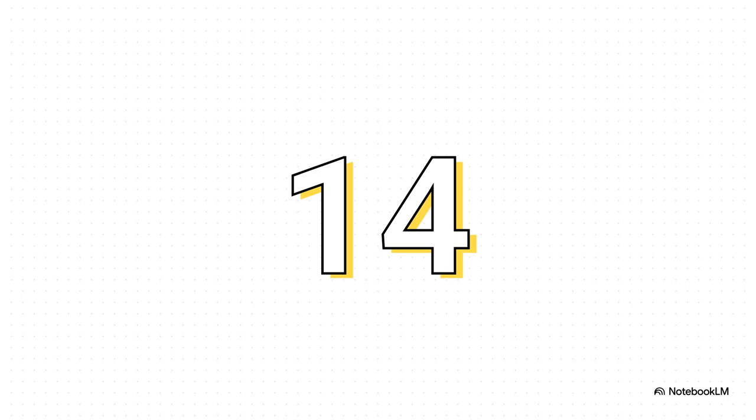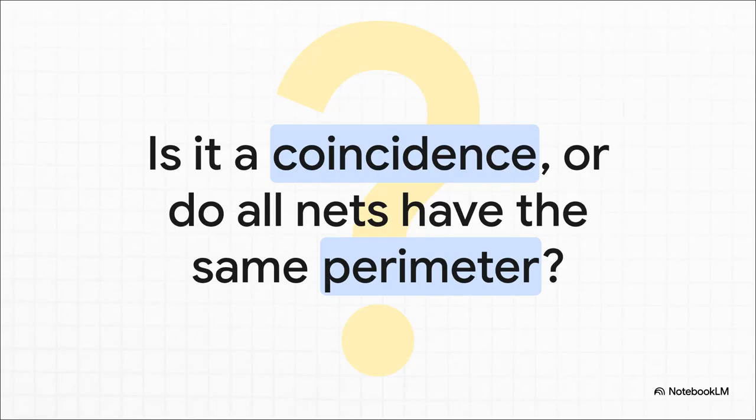How can two shapes that look so incredibly different have the exact same perimeter? So what's the deal here? Was that just a crazy coincidence that those two had the same perimeter? Or could it be that all 11 of these unique cube nets share this exact same property? Now that is a pretty cool final puzzle for you to unfold.